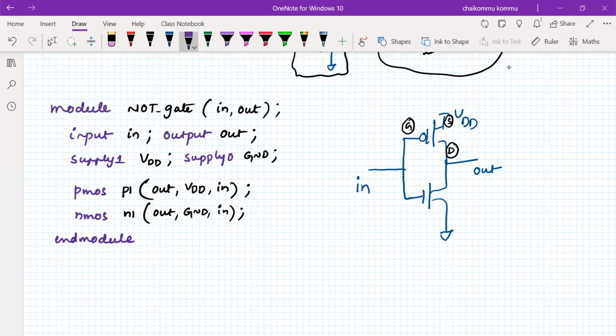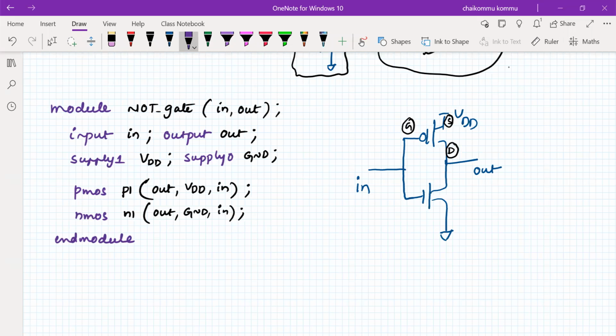How do we test this module? By writing the test bench. How do we write the test bench for this one? It is similar to the method that we have used for gate level modeling and data flow modeling, the same method. But we don't need to consider supply0 and supply1 in the test bench. Don't forget about supply1 and supply0 when writing the module declaration, where they are required.